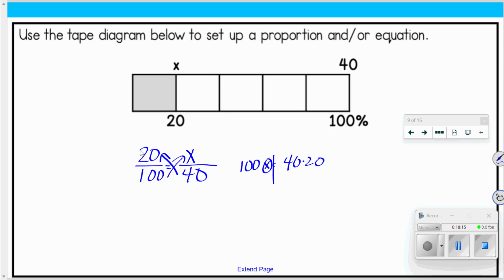Meaning, here's my variable. The opposite of multiplying by 100 is dividing by 100, so I do that to both sides. Those cancel out. They become 1, so I know x is on this side. On this side, here's why I like to do it this way. I have a power of 10 on top and bottom, right? I just cross out the zeros. I divided them both by 10. I still have a power of 10 on top and bottom, don't I? And cross those out. Those become 1s. So I end up with 4 times 2, which equals 80.